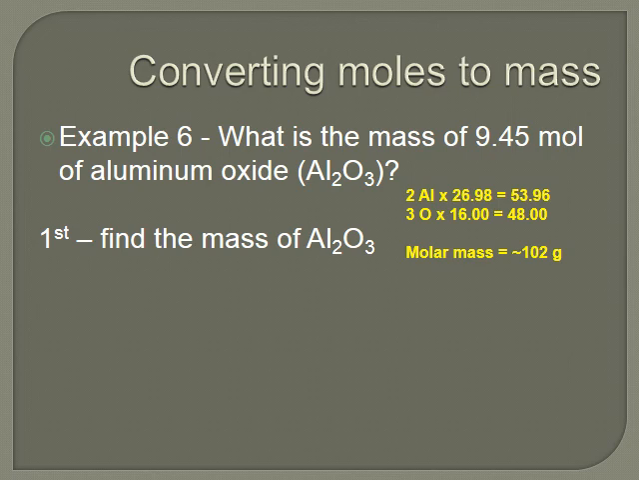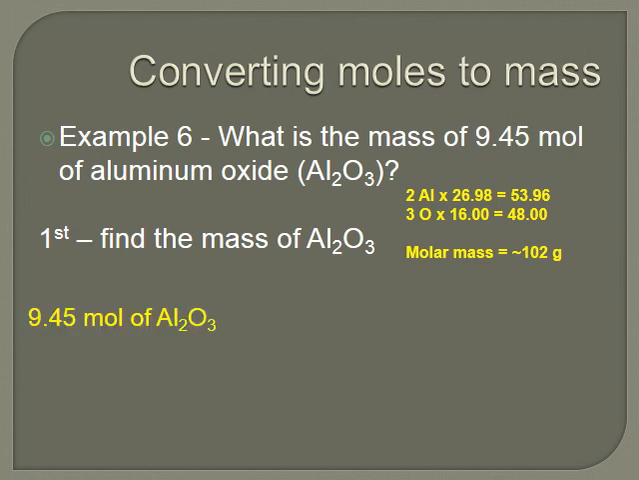We're going to look on the periodic table and see the molar mass right there. Aluminum is 26.98. We have 2 of them. Oxygen is about 16. We have 3 of them. We add those together and we get the molar mass of aluminum oxide as 102 grams. So when it's asking for mass, we should be thinking, all right, we're going to have to deal with molar mass. We're going to have to calculate that.